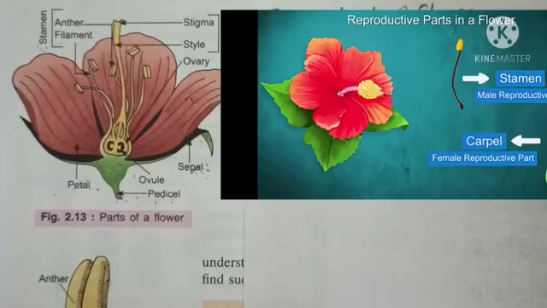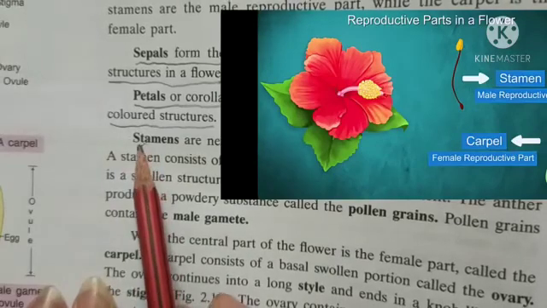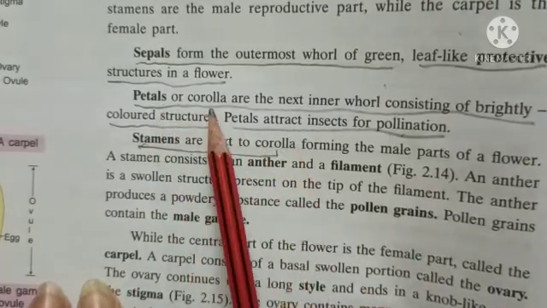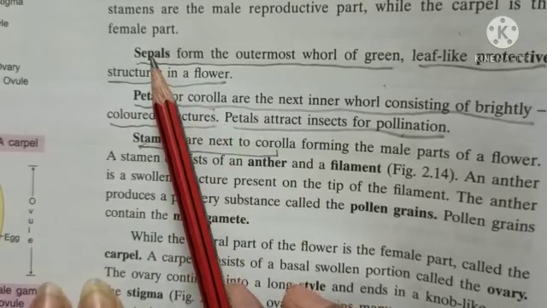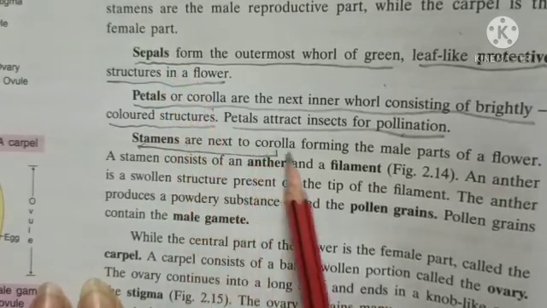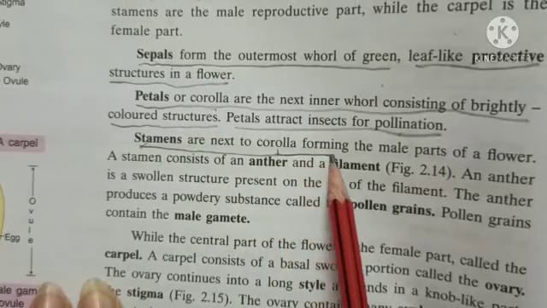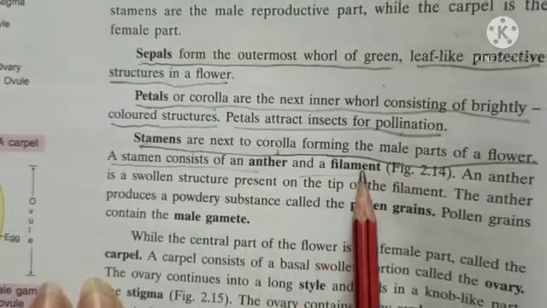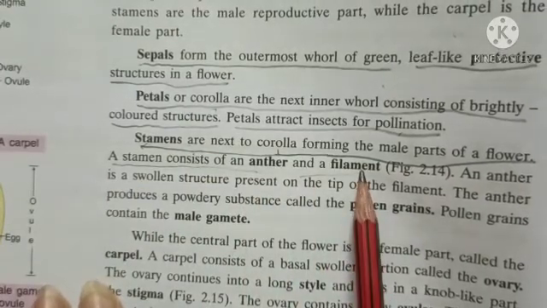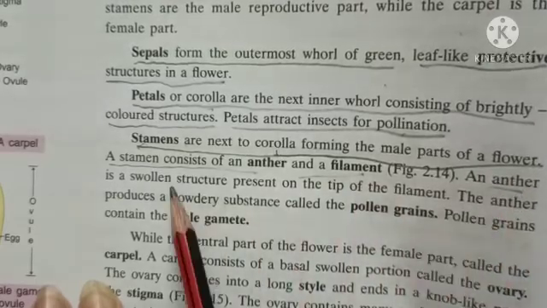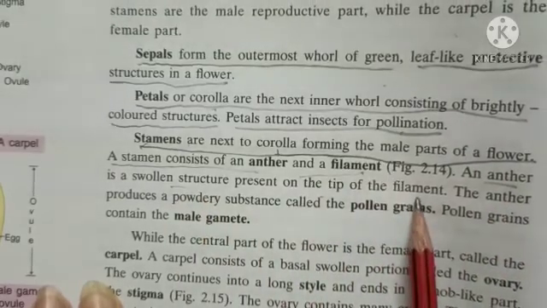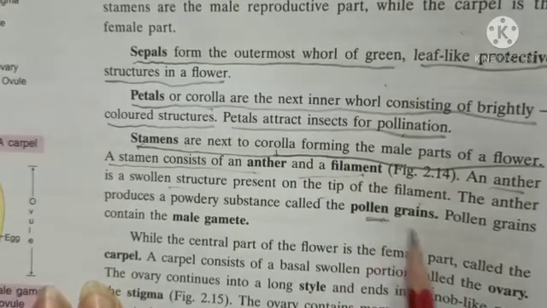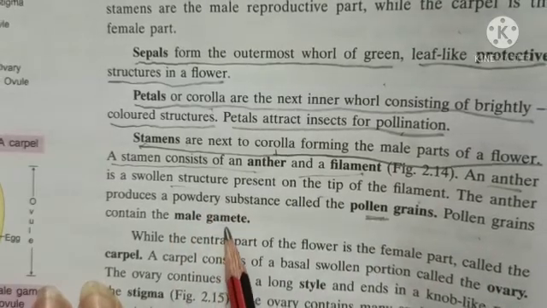Now the stamen has two parts. Just look here at the structure of a stamen. The stamens are next to the corolla, because petals are also known as corolla, right? And sepals are also called calyx. So stamens are next to corolla, forming the third, male part of the flower. A stamen consists of an anther and a filament. What does it consist of? Anther and filament. And anther is a swollen structure present on the tip of the filament, and it produces a powdery substance called pollen grains. And pollen grains contain male gamete.